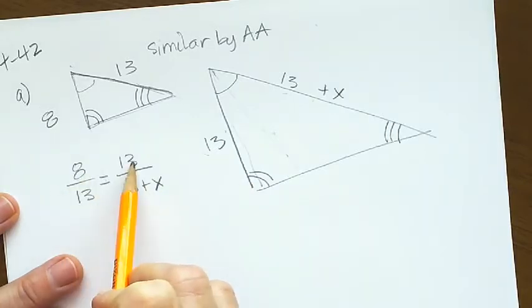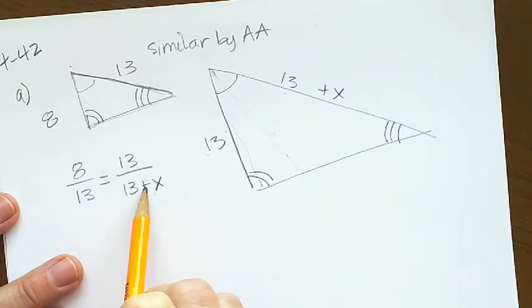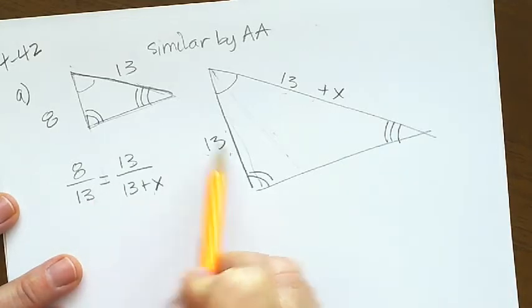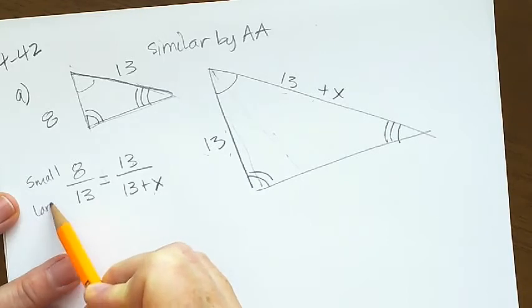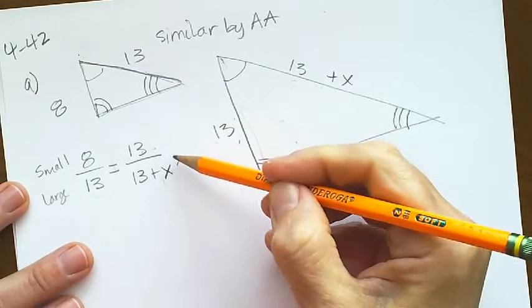This is the small triangle on the top. This is the big triangle on the bottom. I can't switch this around. If I decide to put 8 on the top and 13 on the bottom, so I'm doing small triangle on top and then large triangle on the bottom, I have to stick with that going across. I can't just flip around.